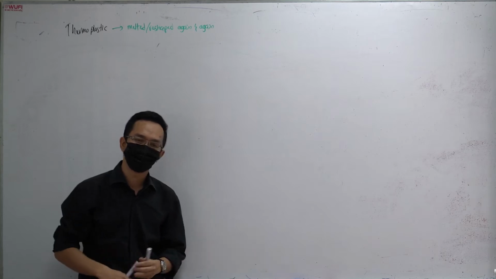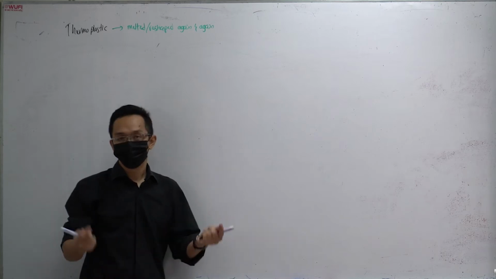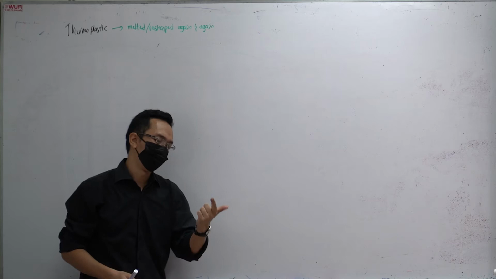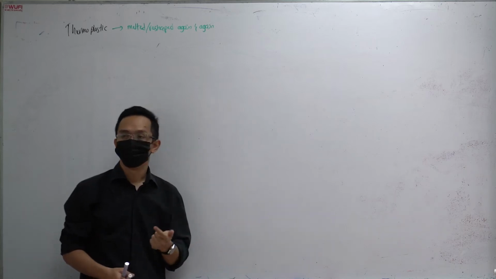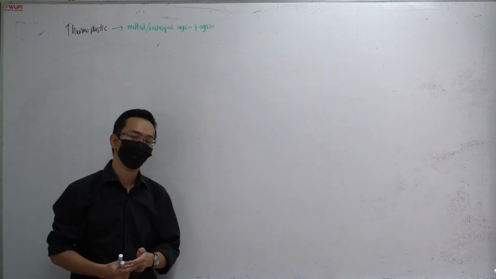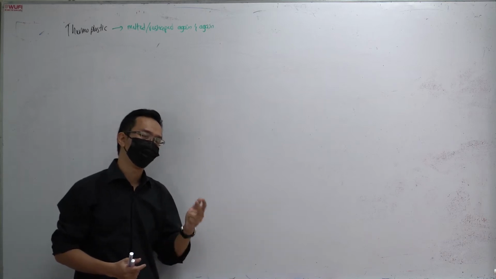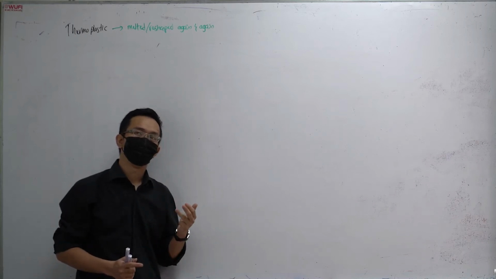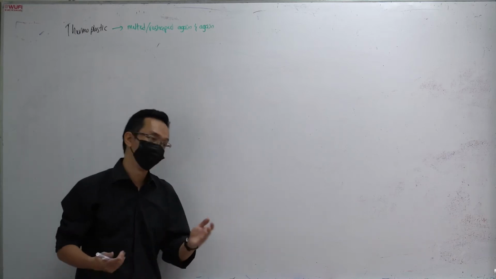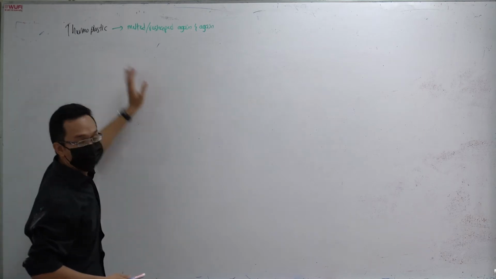We learned in the previous class there are many thermoplastics, like PP, polypropylene, PVC, and then what else? The high density polyethylene, polypropylene, and then what else? The polyamide and so on. So that's what we covered in the last class.